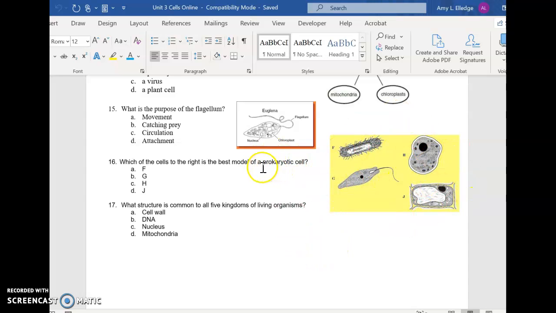And more importantly, what do prokaryotic cells not have? They do not have a nucleus. So all these ones with the round balls in them are nuclei. And oh, there we go. We got one that does not have it. So the answer is F.